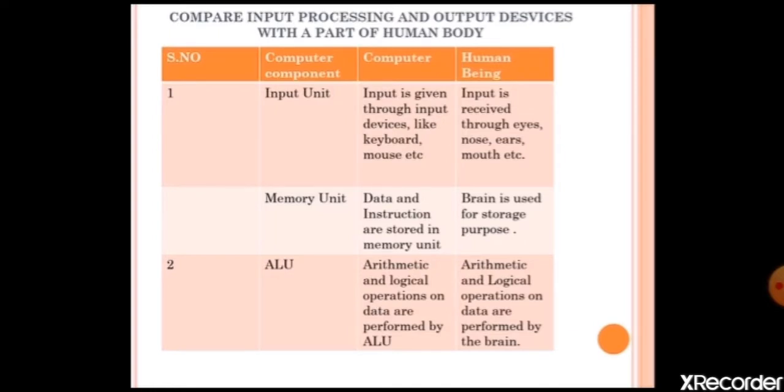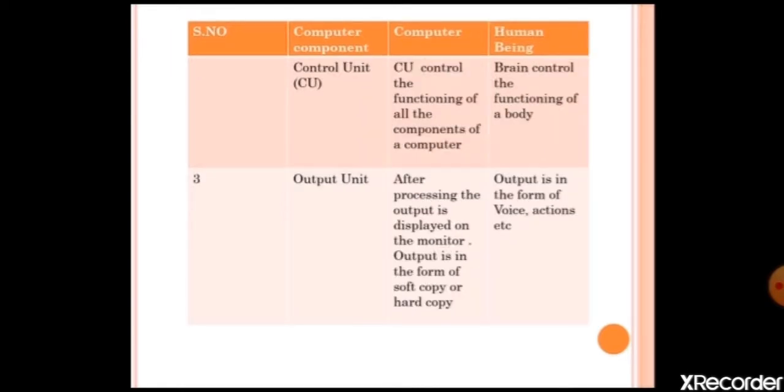Now the next is the ALU. Arithmetic and logical operations on data are performed by the ALU. And in humans, arithmetic and logical operations on data are performed by the brain. Now, the control unit, CU. It controls the functions of all components of the computer. And in humans, the brain controls the functions of the body.